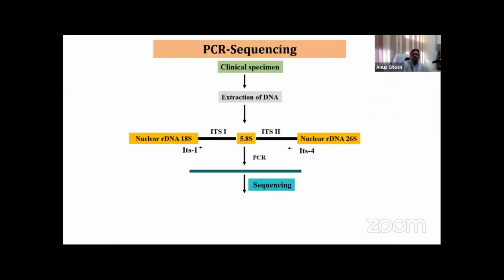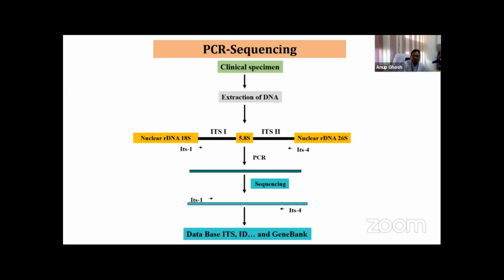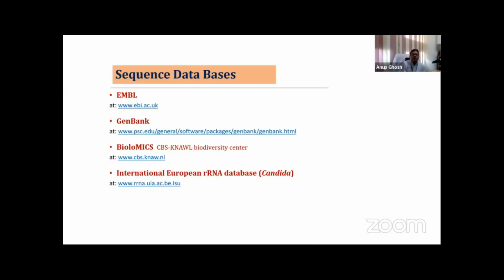So in case of PCR sequencing, we have the clinical specimen, we extract DNA, we design primer, we then sequence, and we match the database. So what are the known databases where we match our sequence? Like EMBL, it is UK based. GenBank, which you mostly know, by NCBI.